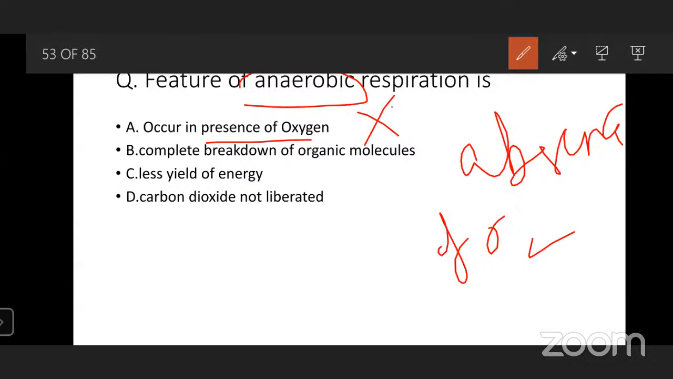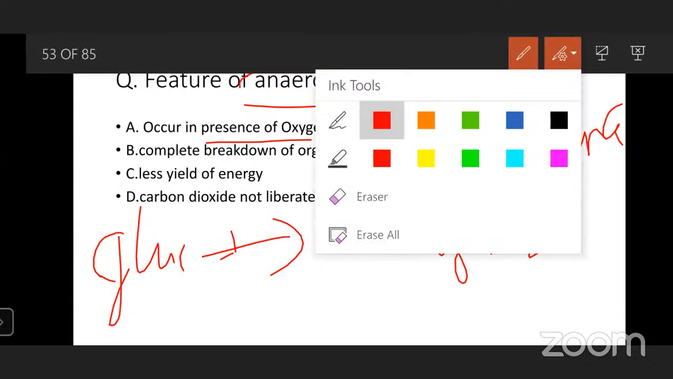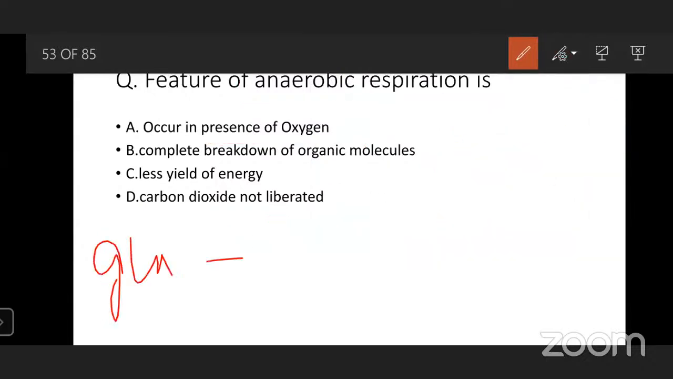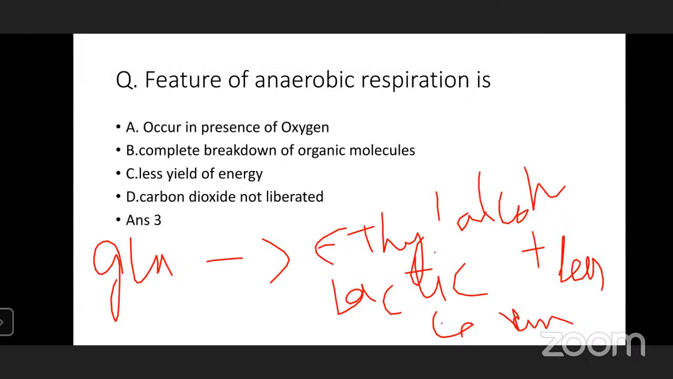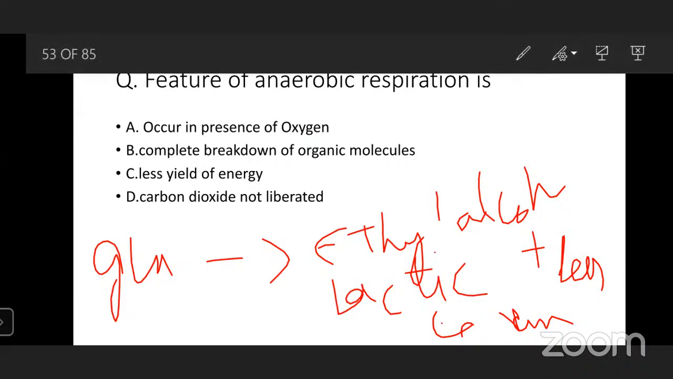What we have seen in anaerobic respiration is that there is no oxygen, so glucose will be broken down into alcohol, which can be ethyl alcohol, or into lactic acid. But carbon dioxide is not produced here, right? Plus a lesser amount of energy will be produced. So glucose is not getting completely broken down. Because of that, the second option will also be a wrong statement.